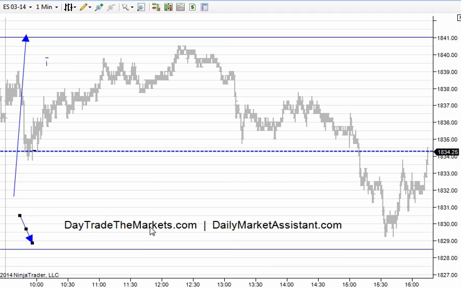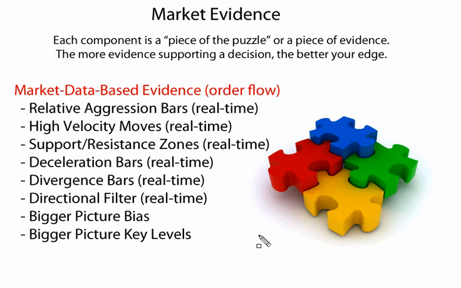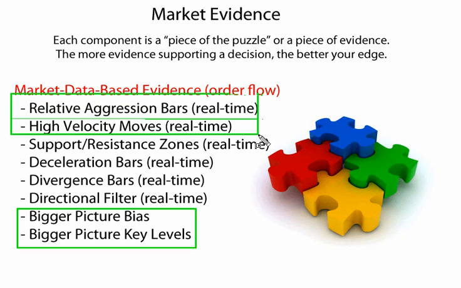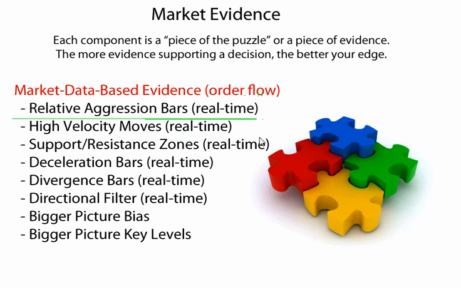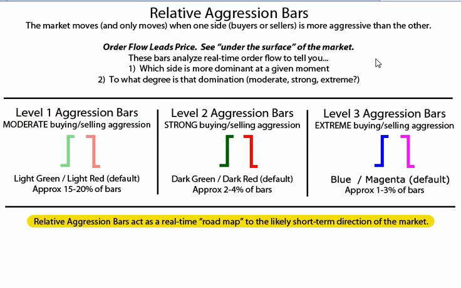Okay, so if we go back to our market evidence illustration here, we've talked about these bigger picture bias, bigger picture key levels. The next thing I want to talk about, or that I'll add, are what we call relative aggression bars and high velocity moves. And this is really of the Day Trade the Market software, this is really the most important part. This is really telling us what's happening in real time under the surface of the market, if you will.